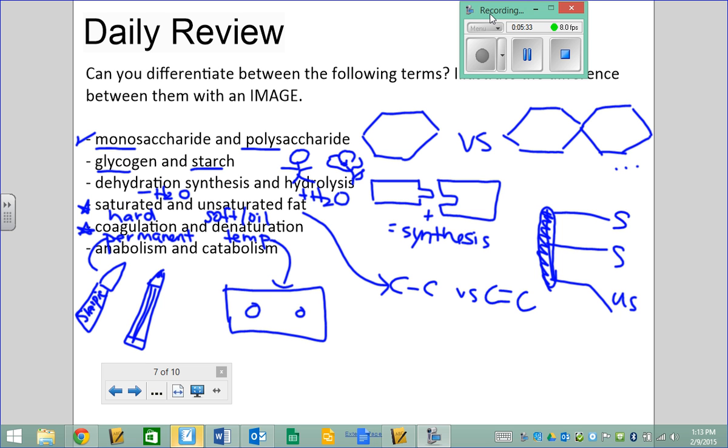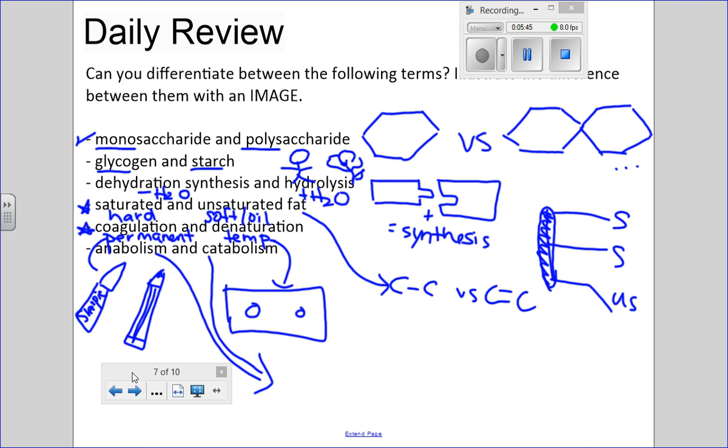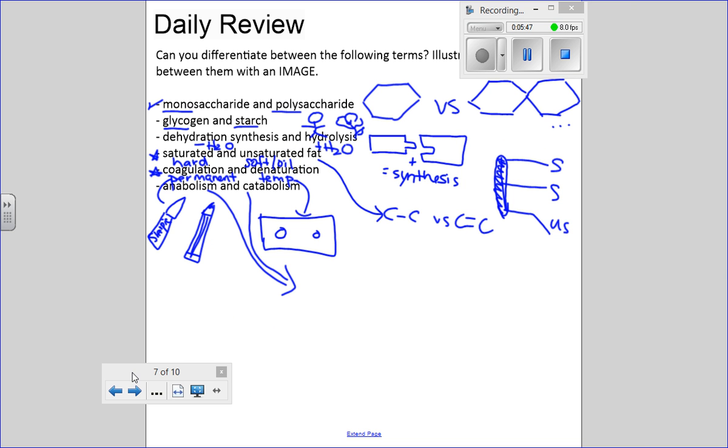Now the last thing on the list, anabolism and catabolism, are the two types of metabolism that an enzyme could help achieve. Now the difference between them is, am I making something or am I breaking something? So anabolism would look something like this. I take two pieces, I put them together. Catabolism would be the same thing, but the other way around.